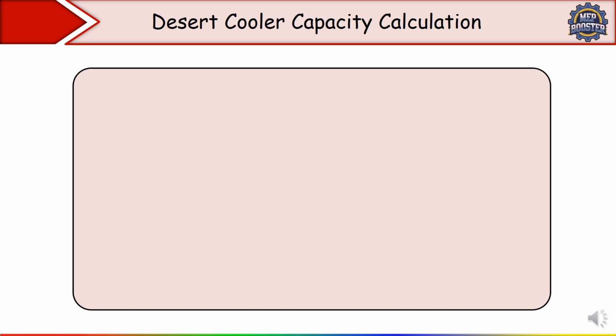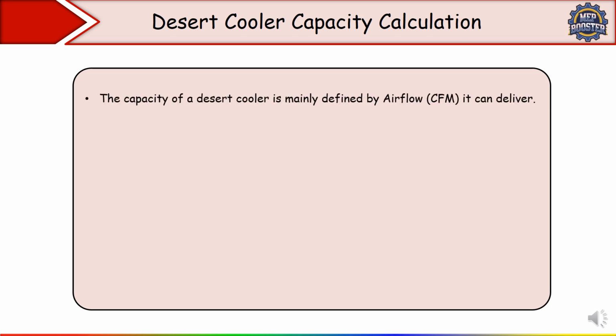So in this lecture we'll discuss desert cooler capacity calculation. Okay, so now let's start. The capacity of a desert cooler is mainly defined by airflow, in CFM, it can deliver. CFM is what here? CFM is the unit of airflow, imperial unit of airflow. CFM stands for cubic feet per minute.